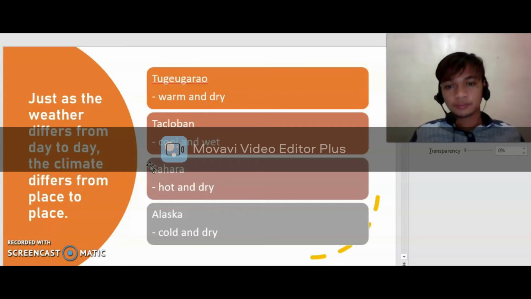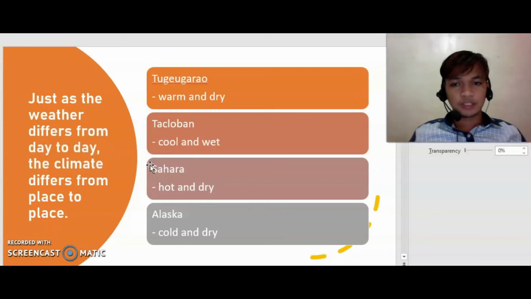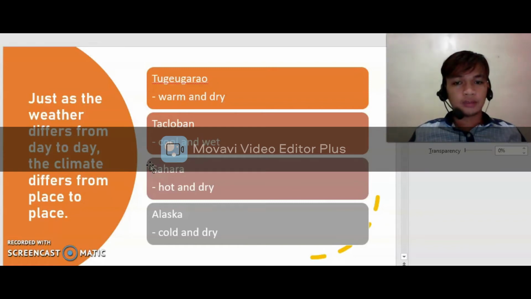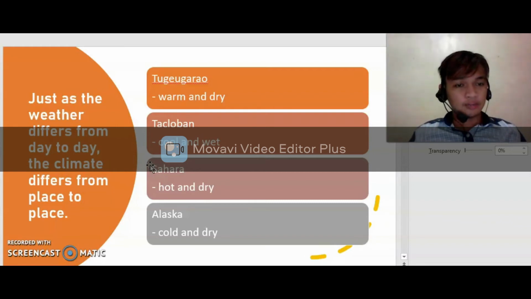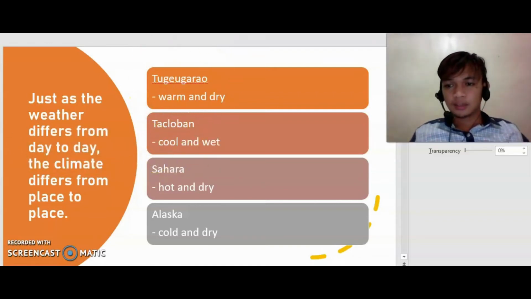Alright, so katulad nito, ang climate sa Tuguegarao, so this is the average, warm and dry daw. Okay. Next is Tacloban naman, called cool and wet, kasi ito ay laging dayuhin ng mga bagyo. Okay. And then sa Sahara Desert, hot and dry. Talagang hot and dry doon. Pero sa Alaska naman, no, dry siya, but it's cold. Kasi depende yan sa kanilang region kung nasan to mga places na to. So, nagbigay ako dito from Philippines and other countries.